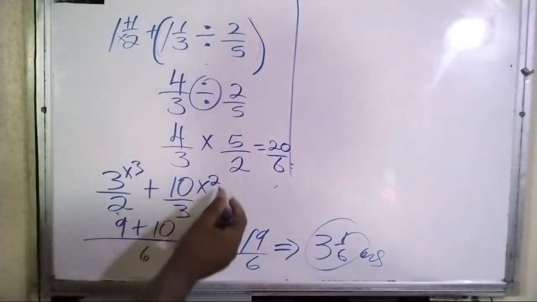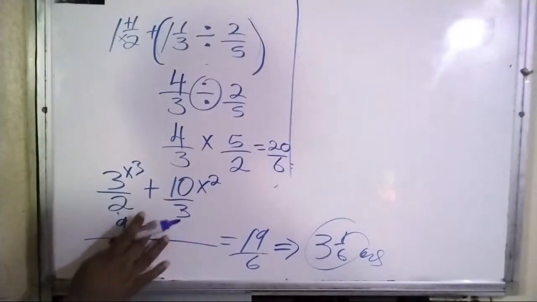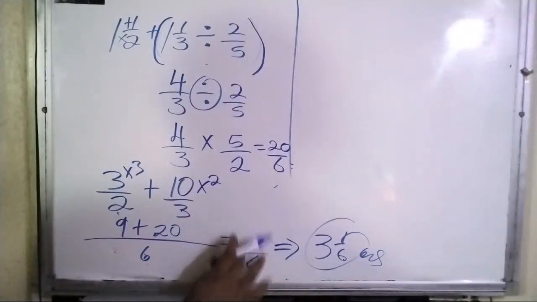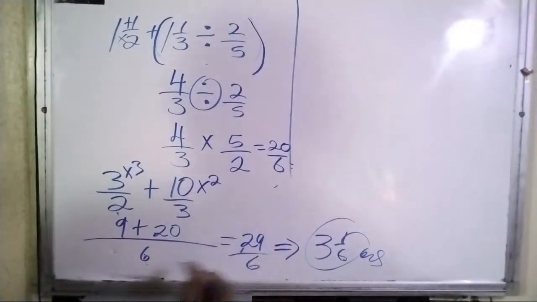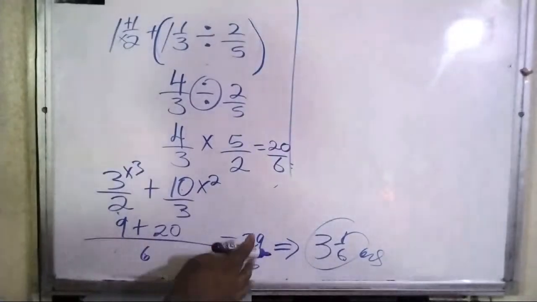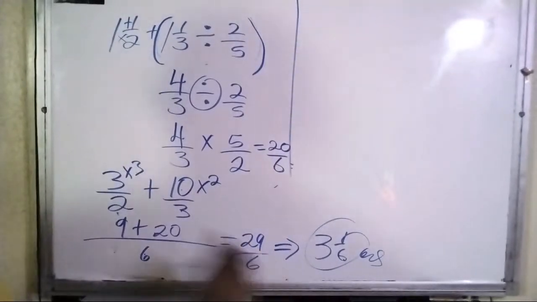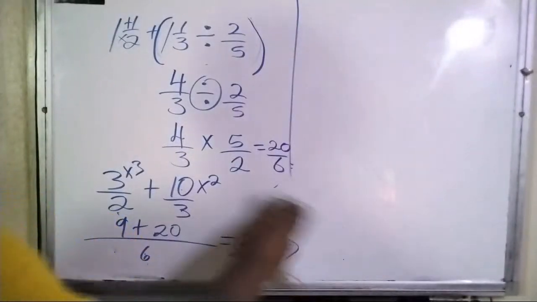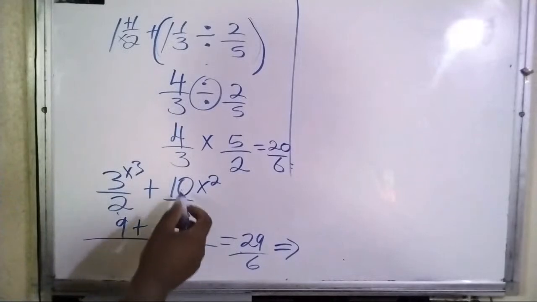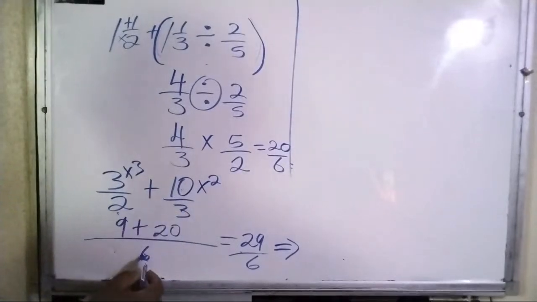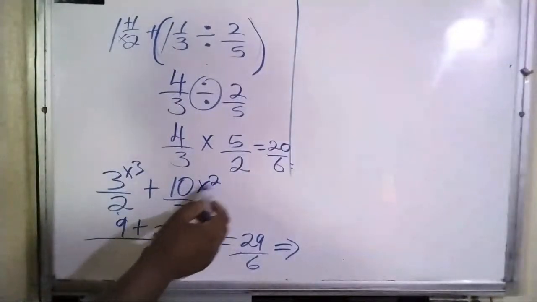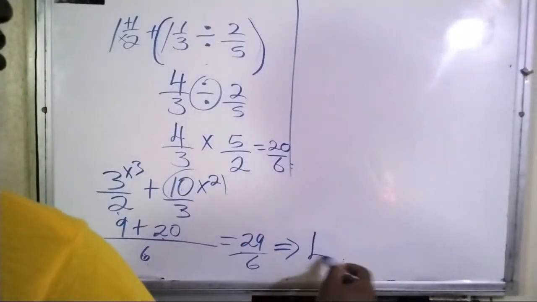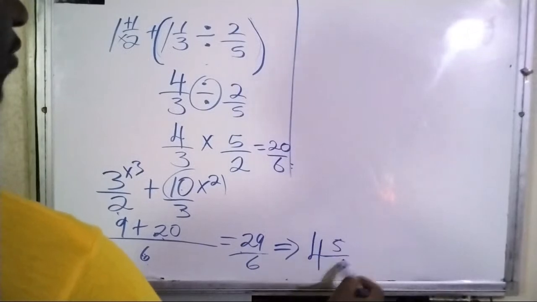No! 10 times 2 is not 20. How did I get that answer? So this becomes 29. 6 fours are 24, so it's 4 times. Don't make that mistake here today, guys. So let's go again. 2 into this 3, 3 threes are 9, 3 into this 2, 10 twos are 20. So I will get 29, 6 fours are 24, and that remains 5 over 6.